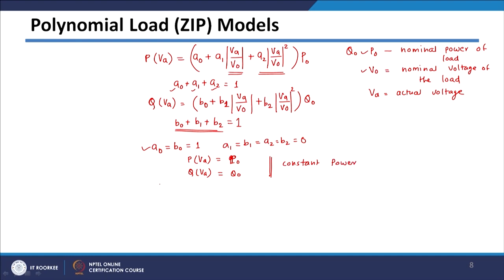Then when A1 equals B1 equals 1 and all other quantities, that is A0 equals B0 equals A2 equals B2, are 0, in that case we get P of VA equal to VA divided by V0 magnitude multiplied by P0, and Q of VA equal to VA divided by V0 into Q0. Since the powers are proportional to the voltage, this load is nothing but a constant current load.